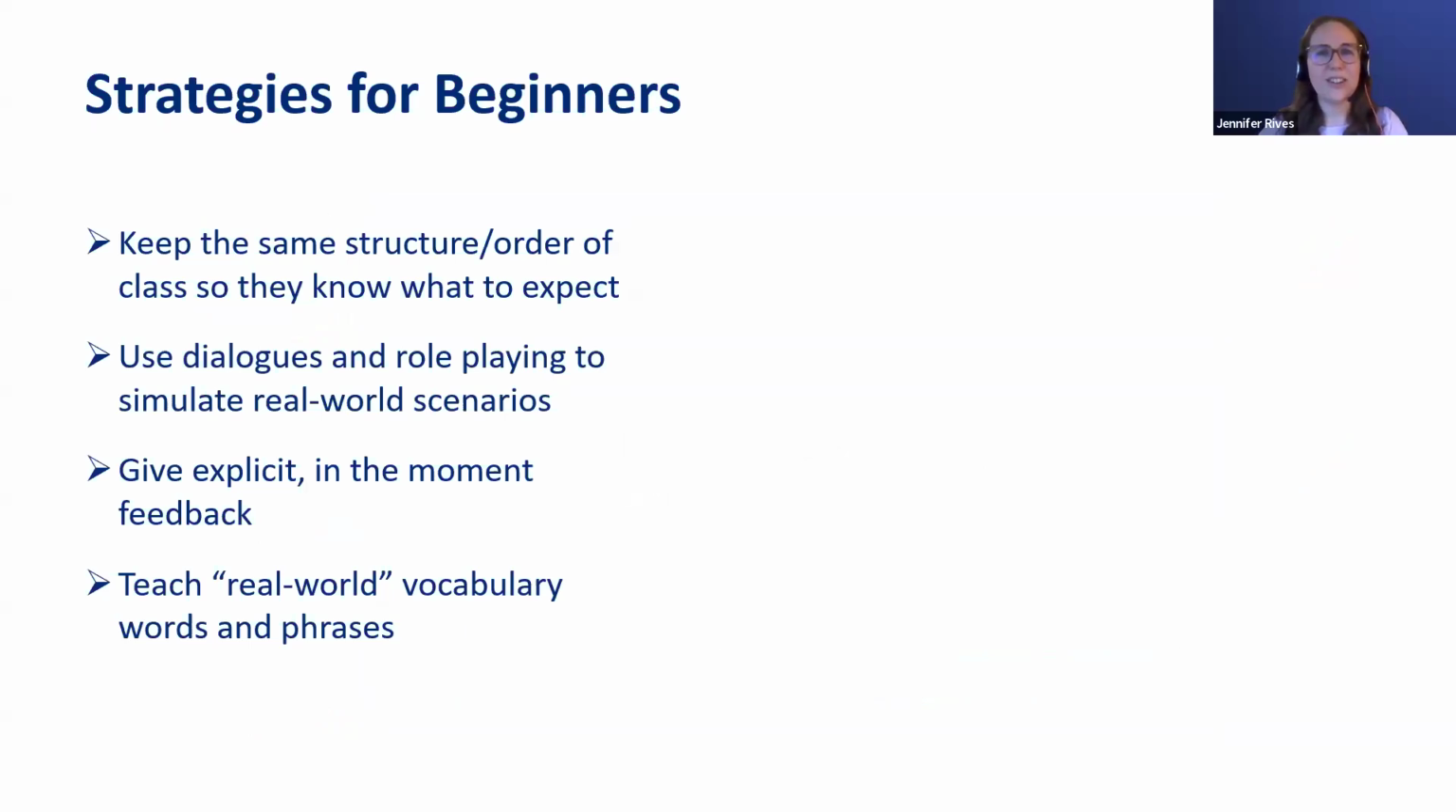When teaching beginners, it's a good idea to keep the class structure and the order of class the same so they know what to expect from class to class. Try to incorporate real world vocabulary into lessons and activities through dialogues and role plays to simulate real world conversations. Throughout your lessons, give explicit in the moment feedback on students' language use so they can assess their progress and development. And where possible, teach real world vocabulary, words, and phrases outside of what's in the textbook so students can learn more about the language they'll encounter in the real world.